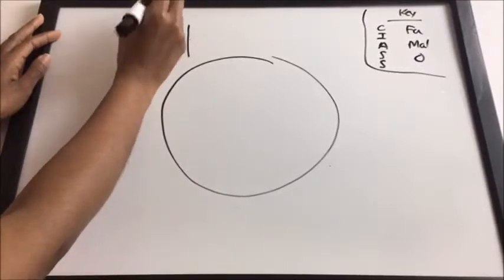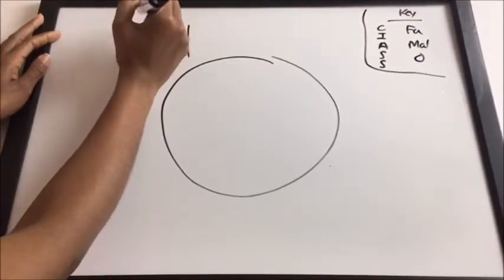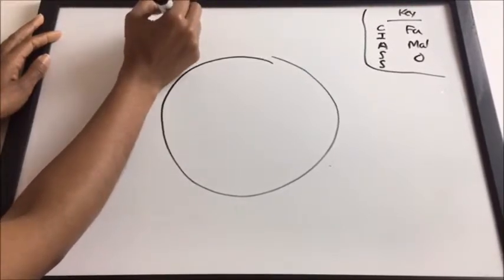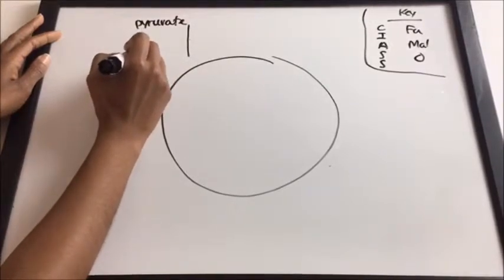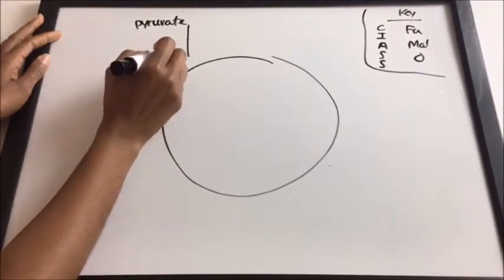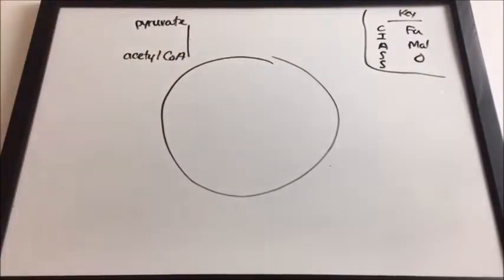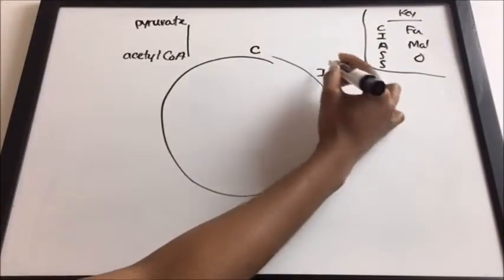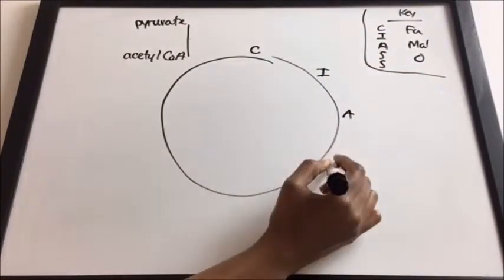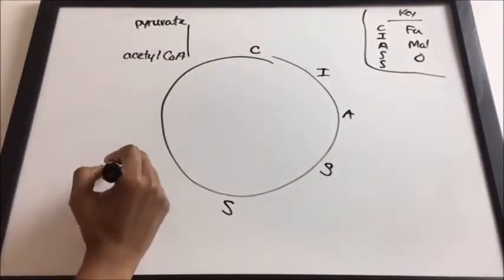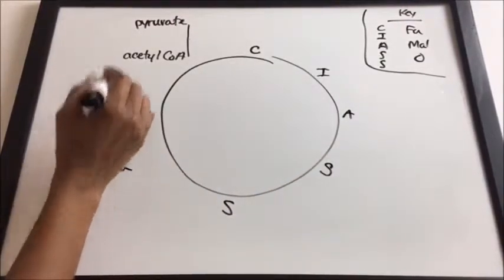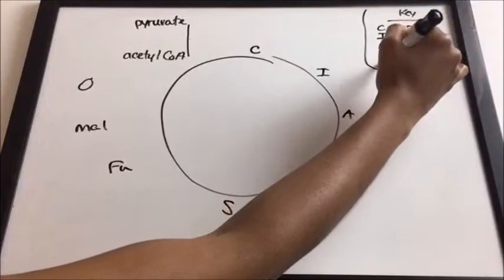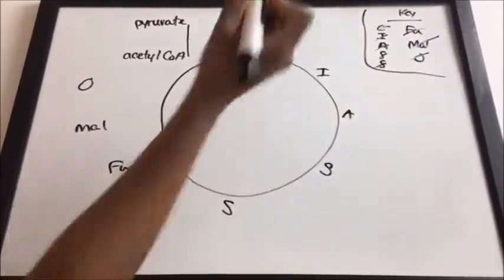First off, we have pyruvate, and pyruvate comes from the glycolysis process. So we have pyruvate, that's our 3-carbon, and then acetyl-CoA, that's our 2-carbon substrate. Then we're going to use our key, C-I-A-S-S, Fu, Mal, and O. So we used our key. Now we just got to fill it in.